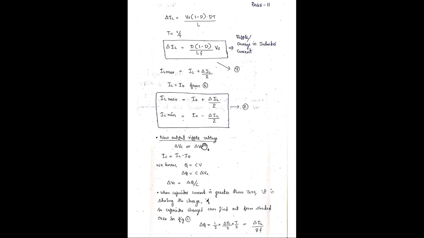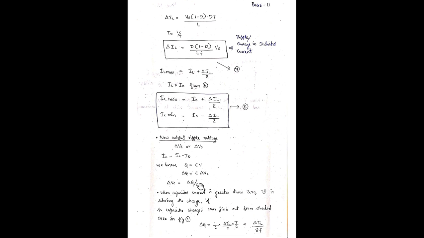And now for the output ripple voltage, del Vc or del V0, that we have to see. We have seen that IC is equal to IL minus I0, during on time or off time. Also we know charge Q is equal to CV. And del Q, the change in charge, is equal to C into del Vc.